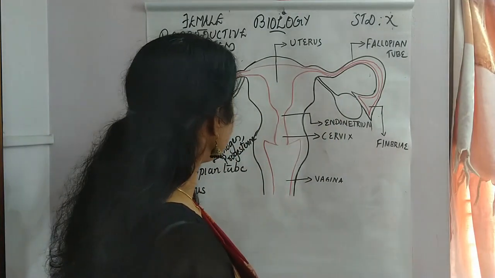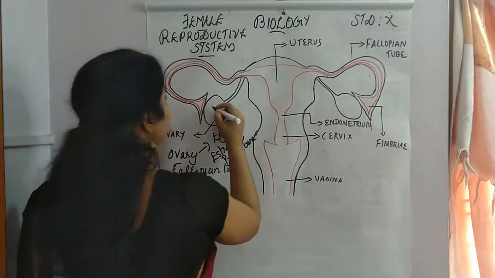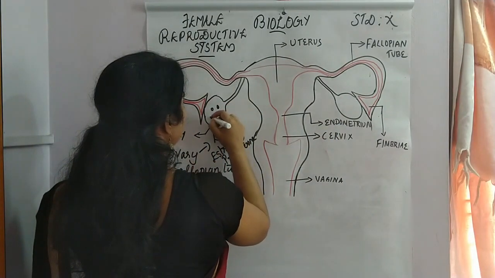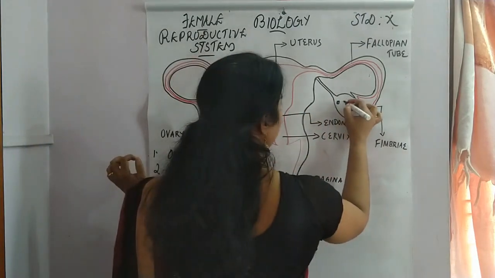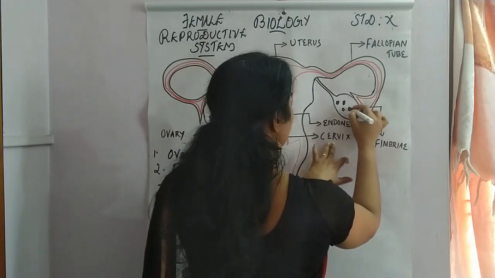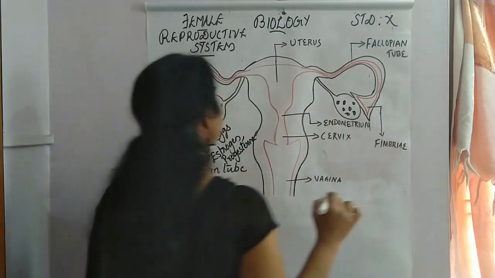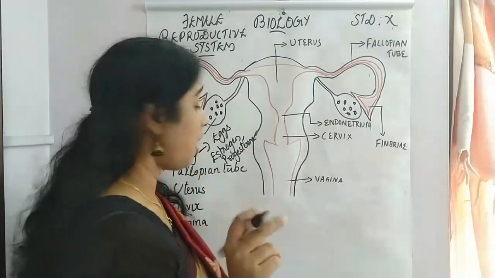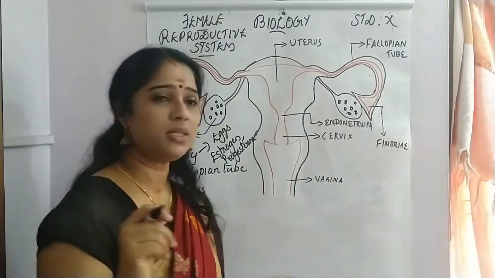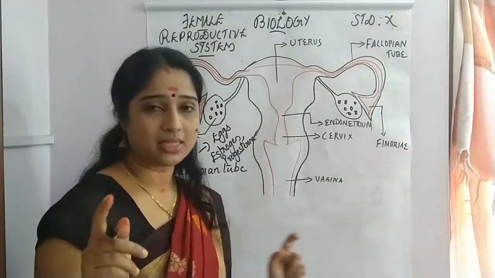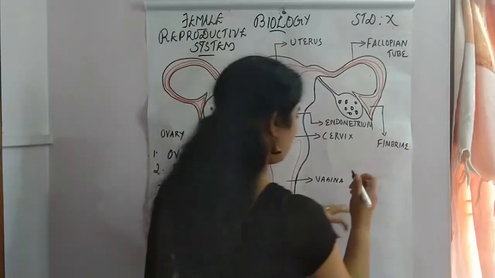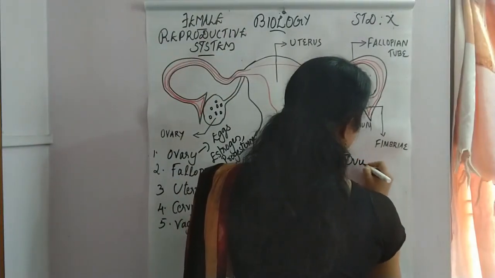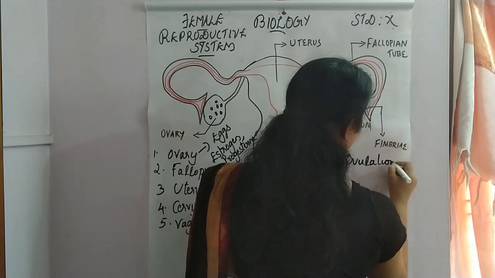After attaining maturity, numerous eggs are there in the ovaries. In both ovaries you can see numerous immature eggs. So every month after attaining maturity or puberty, one egg gets released. Only one egg gets released, and that process is known as what? Ovulation. Very, very important 1 mark question.